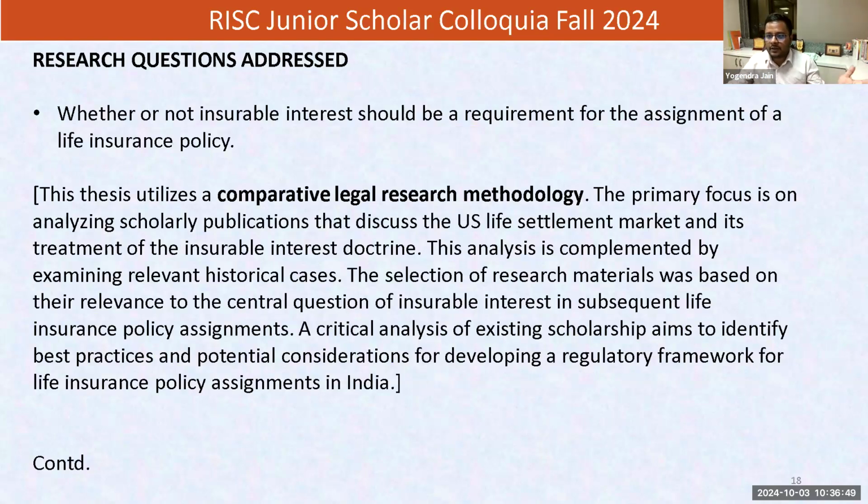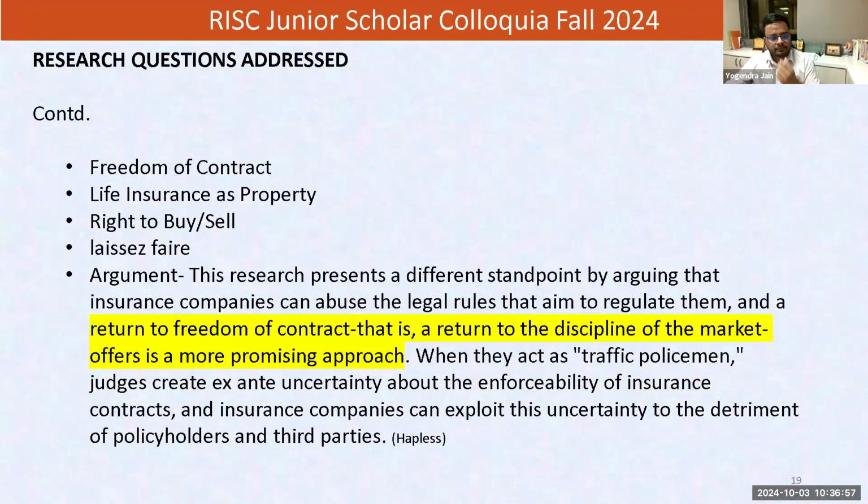And that is an amazing discussion in the Legislative Assembly. If anyone is interested, I can share that. I've gone through that as well. And I have found a few things. And these are the reasons because of which we should allow trading in life insurance policy. And these are the reasons why insurable interest is not a requirement.